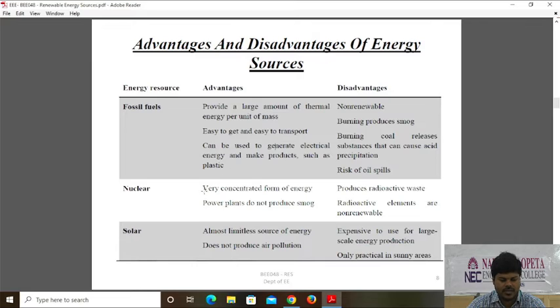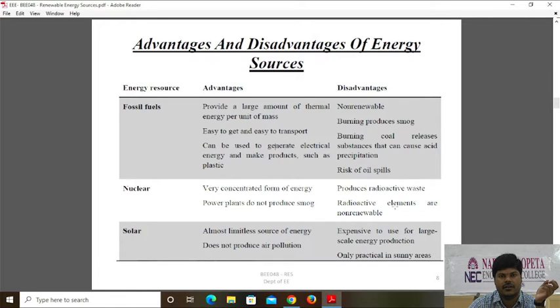Next one is nuclear. Nuclear is also like that. The input for these nuclear power plants is radioactive elements, uranium and thorium. These are radioactive in nature. That's why the only advantage is a very concentrated form of energy. Power plants do not produce smog. So the amount required for this power generation is very less when compared to coal, water, and other energy sources. But the disadvantage is it produces radioactive elements.